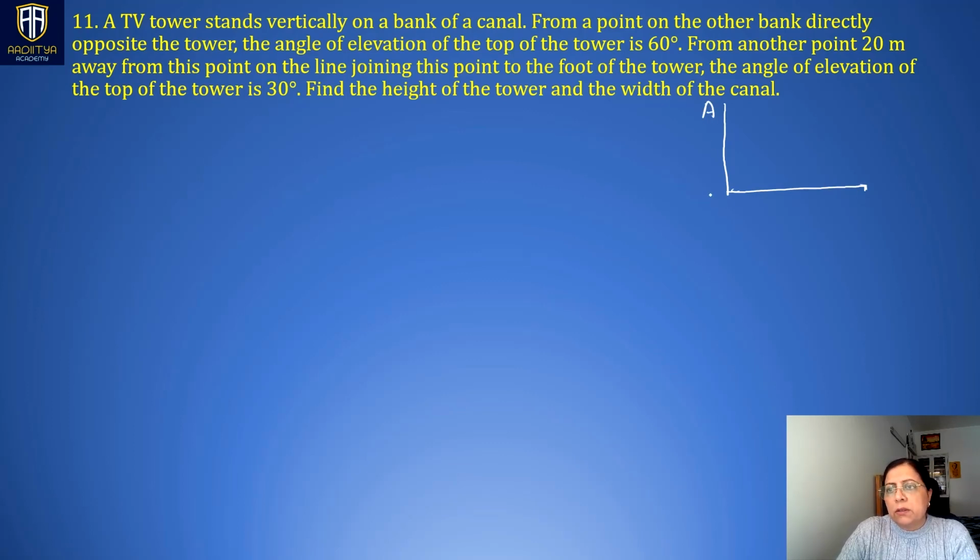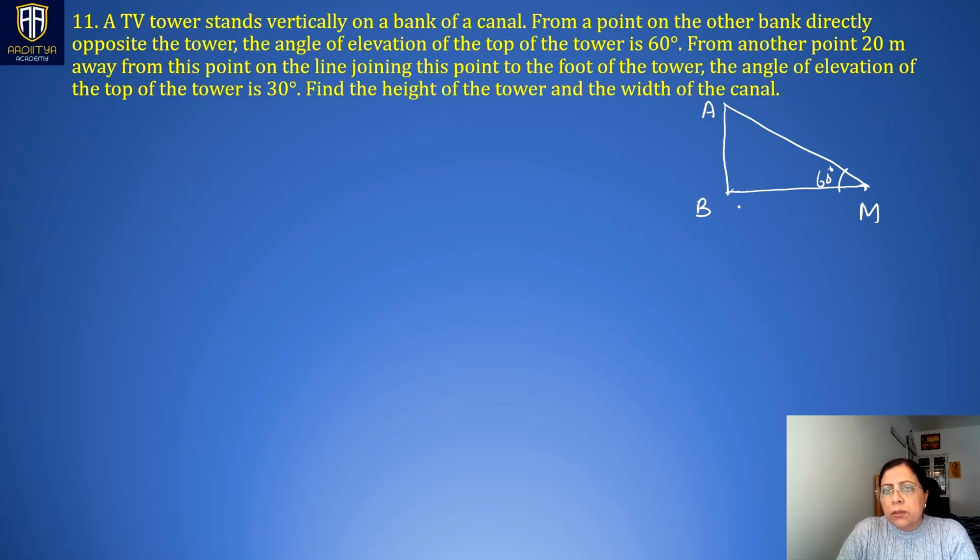A TV tower stands vertically on a bank of a canal. Let this be the TV tower AB. From a point on the other bank, let this be point M. So BM is the breadth of the canal. From a point on the other bank directly opposite the tower, the angle of elevation of the top of the tower is 60 degrees. It is a point. So we are taking it on the horizontal ground. So angle of elevation of top of the tower is 60 degrees.